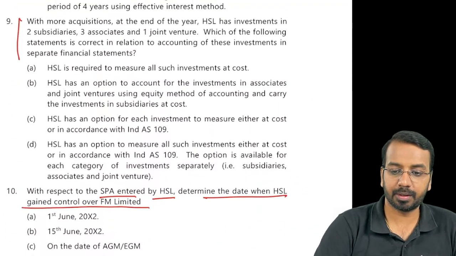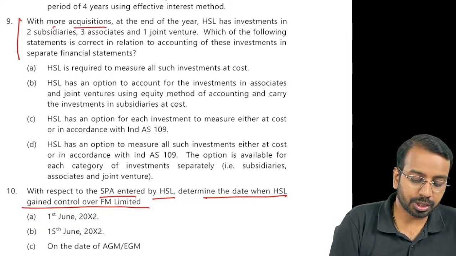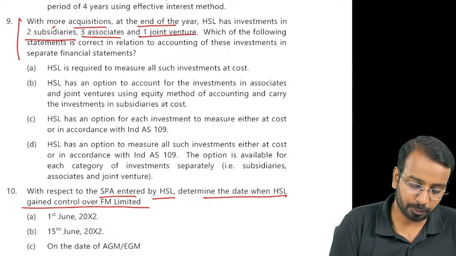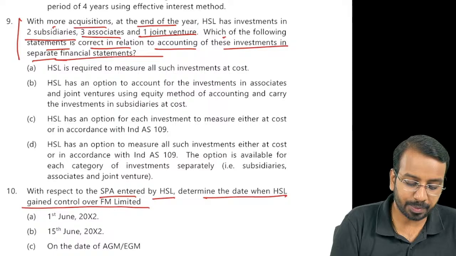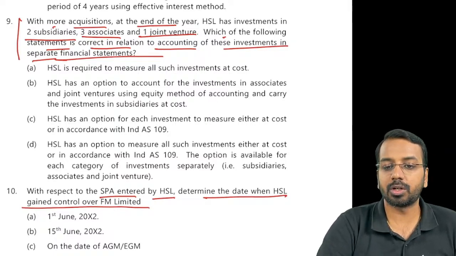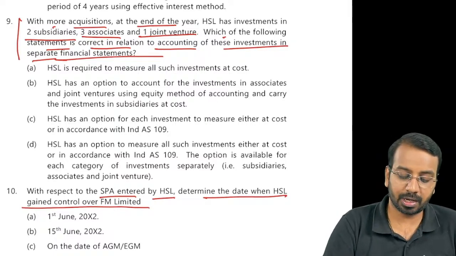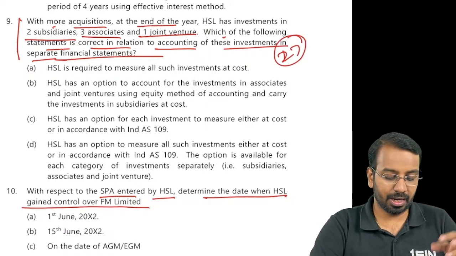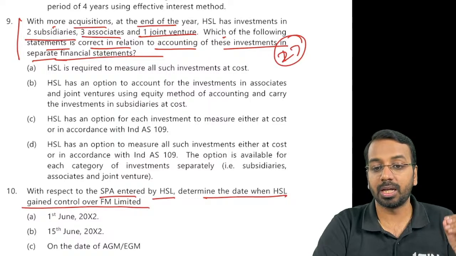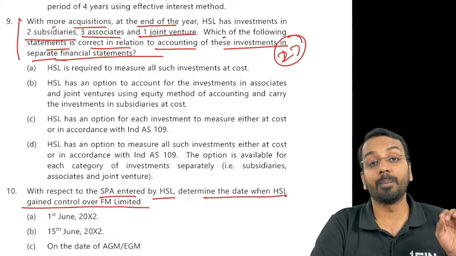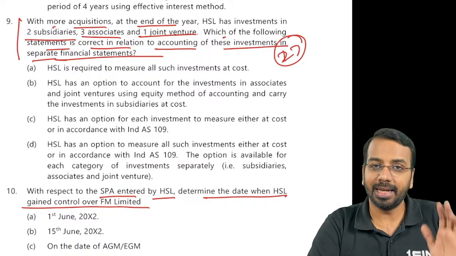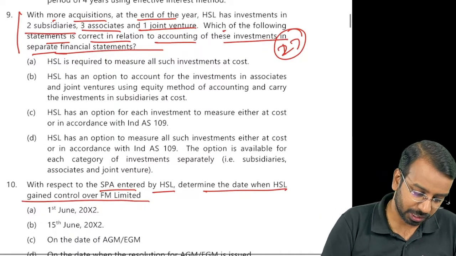Then, with more acquisition at the year end, HSL has investment in 2 subsidiaries, 3 associates, 1 joint venture. Which of the following statements is correct in relation to accounting of this investment in separate financial statement? Now, when we talk about separate financial statement, we are referring to Ind AS 27. Now, under Ind AS 27, HSL has an option to measure those investments either at cost or in accordance with Ind AS 109. So, which option gives us that?